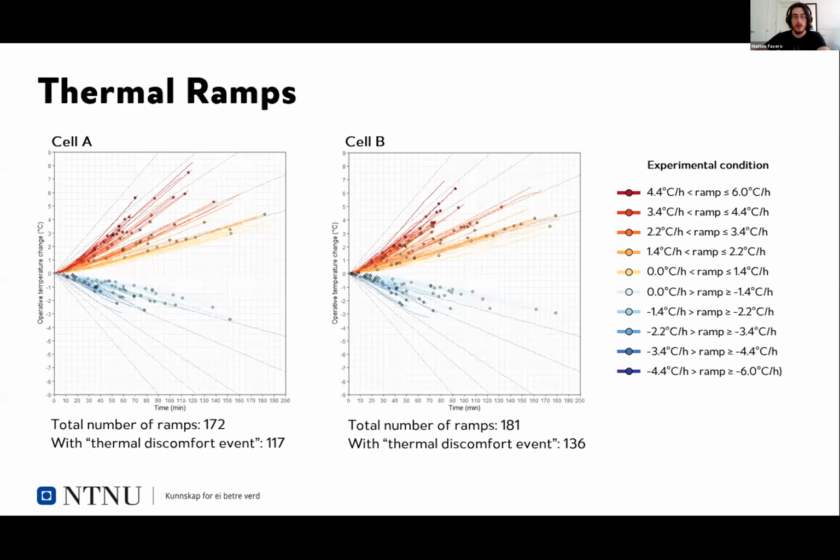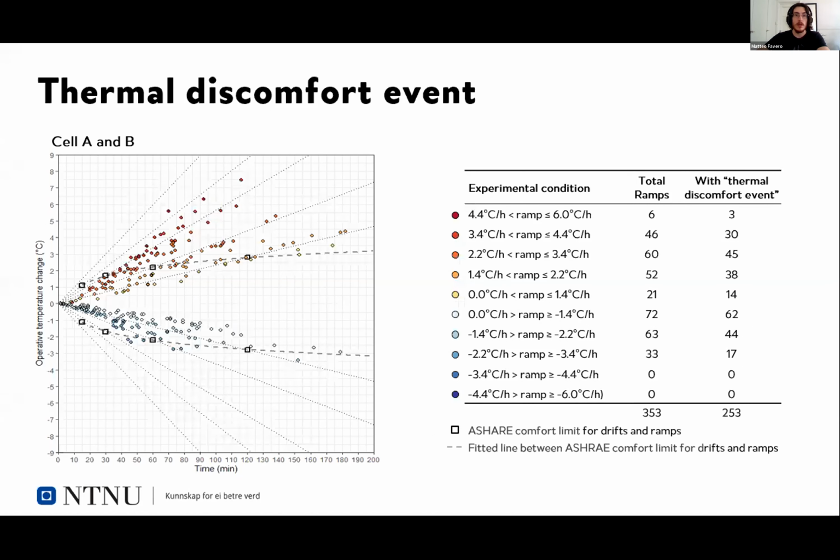Where 172 for cell A and 181 for cell B. The discomfort thermal events, that are the dots in the chart, were 117 for cell A and 136 for cell B. Sadly, due to a lack of cooling power, we did not manage to have the steepest negative ramp. Here you can see only the thermal discomfort events for both cell A and B.